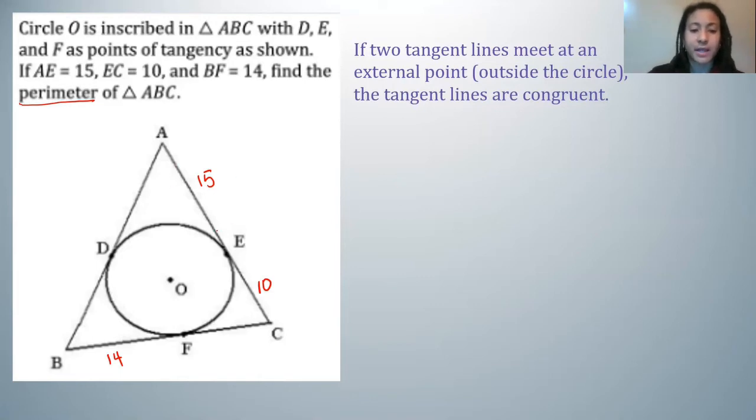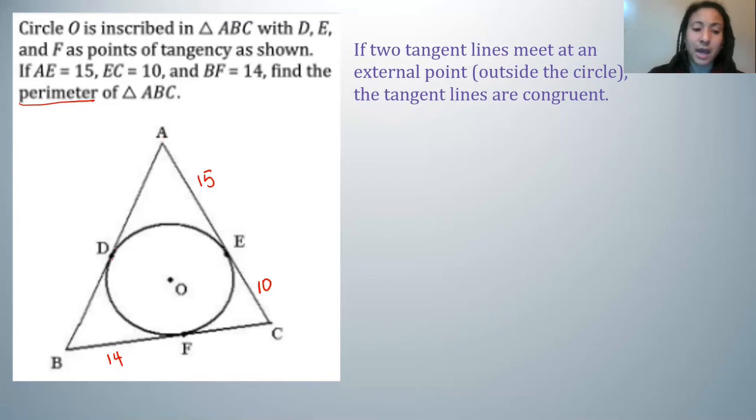If I look at AE, we know that AE is tangent to circle O because it touches exactly one time, and that is considered the point of tangency. So the external point for E is A or C. It depends on which way we're going. If I'm looking at A, the two tangent lines that meet at A will be equivalent.